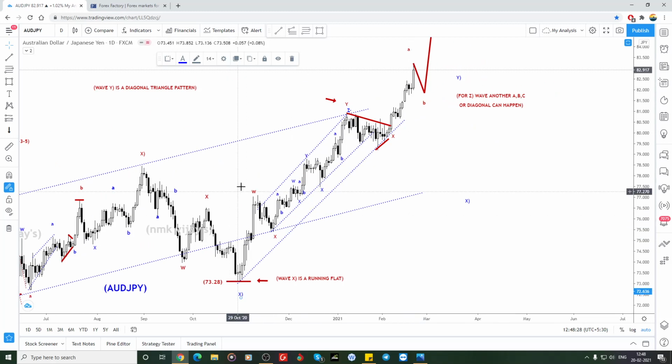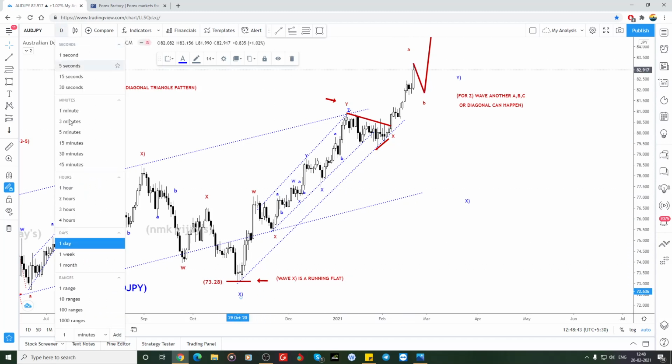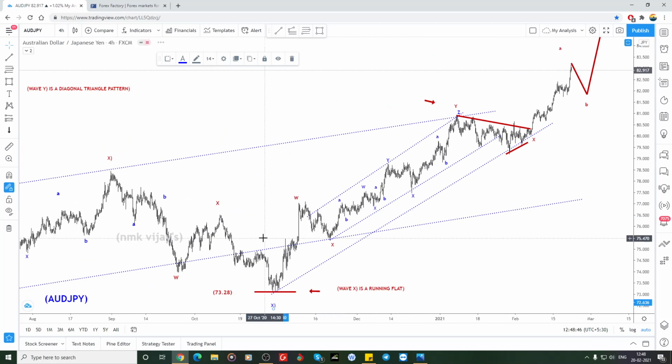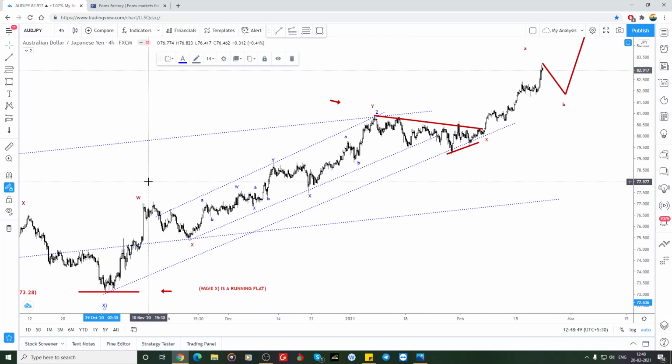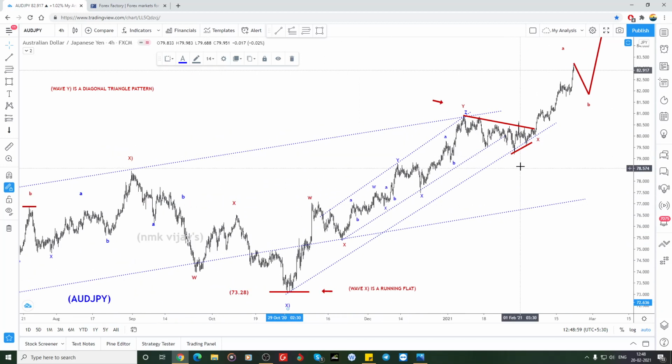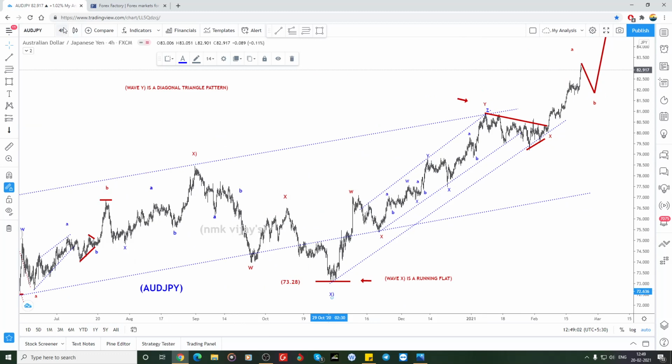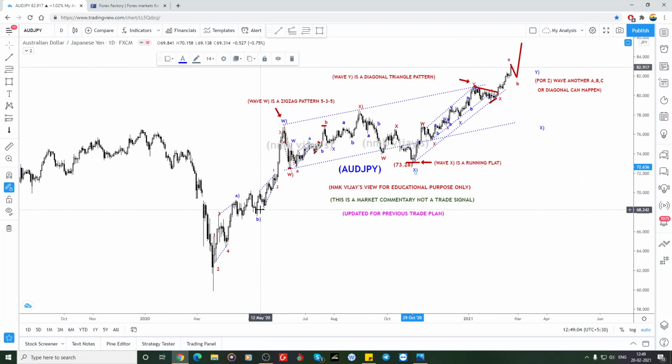1, 2, 3, 4, 5. See, in the bigger wave it looks like 1, 2, 3, 4, and 5. But in the smaller time frame, it's all overlapping, right? So ABC, A, ABC, B, and C. It's a W, X. It is all three waves A, B, C. If you are watching the daily time frame, it's very good to understand that.